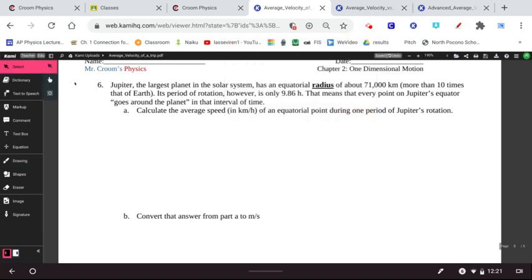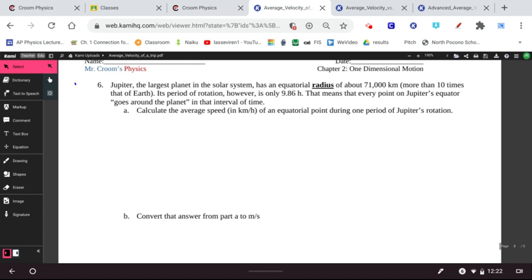Okay, this is number 6 on average velocity of a trip, and it talks about Jupiter traveling around the sun and the equatorial radius, and it also talks about the fact that it spins on its axis. So Jupiter, the largest planet in the solar system, has an equatorial radius of 71,000 kilometers. That's 10 times greater than the Earth.